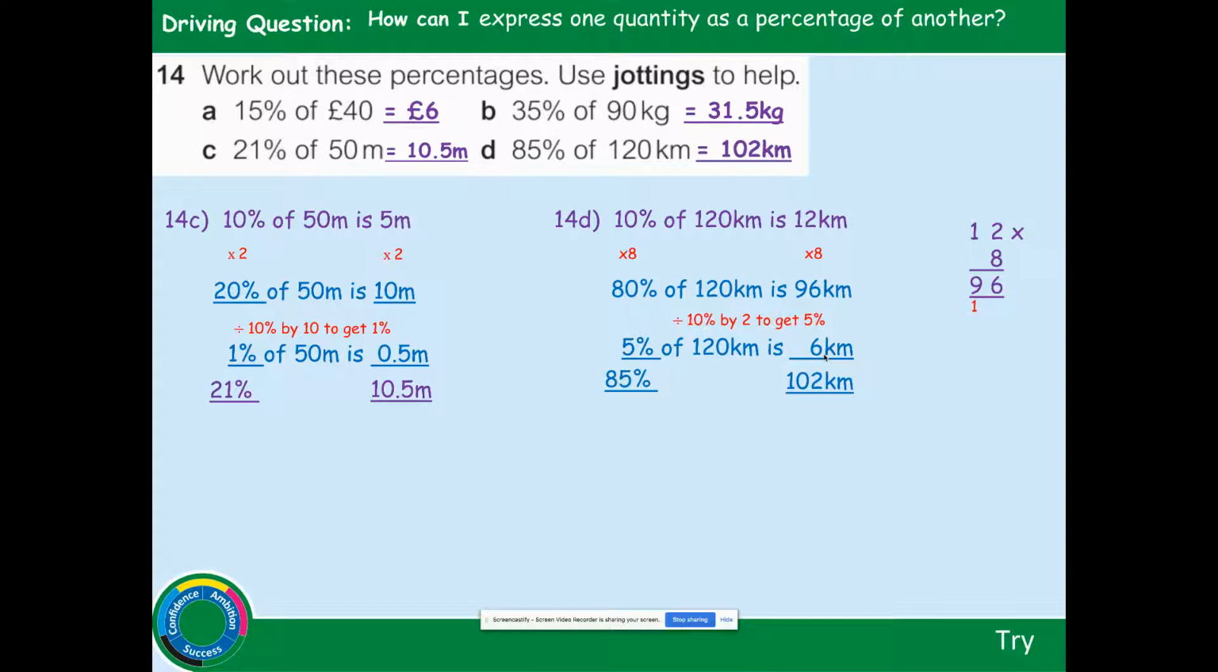Okay, if you need to press pause or rewind to copy any of those down, or to correct any errors, please do so. Press play when you're ready.